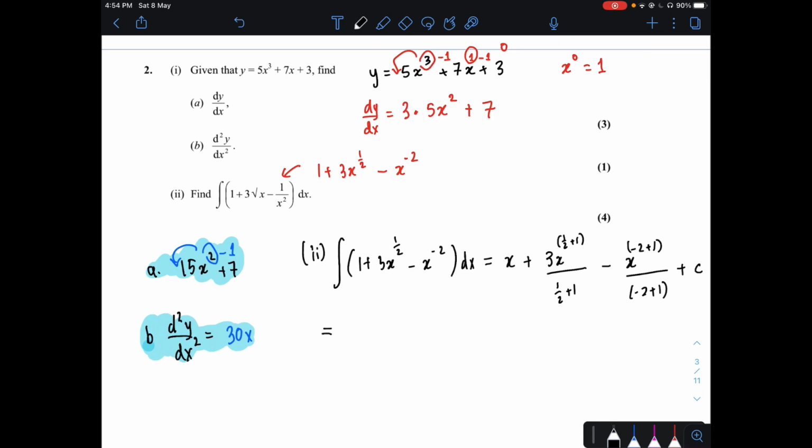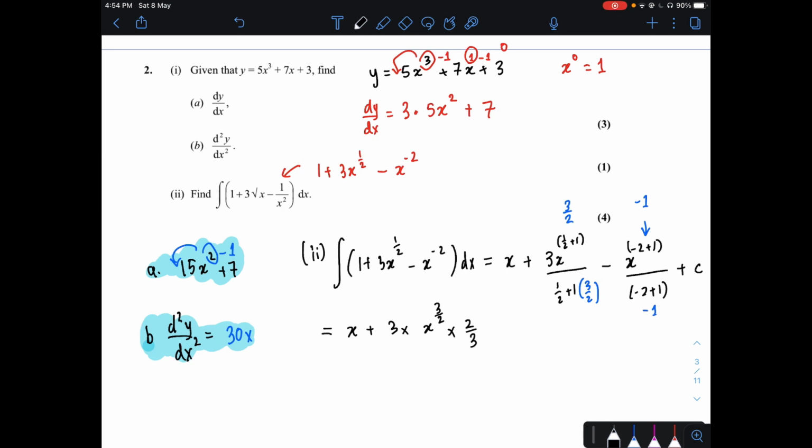Okay, so let's simplify this. This would be x plus, now this is what? This is 3 over 2, and this is also 3 over 2. This is minus 1, and this is also minus 1. So you're left with 3 times x to the power of 3 over 2, and we're dividing by 3 over 2, so we're really timesing by its reciprocal, so 2 over 3, right?